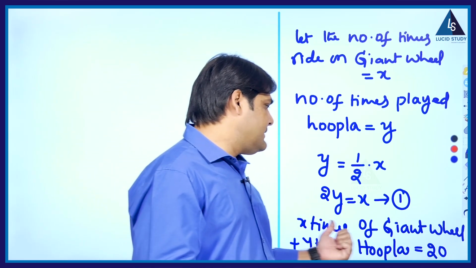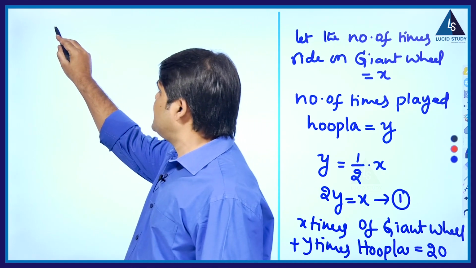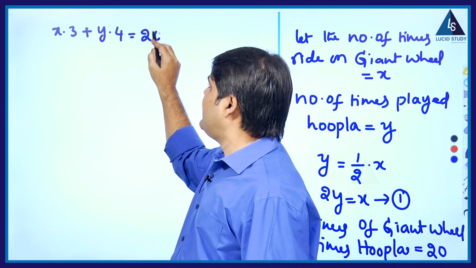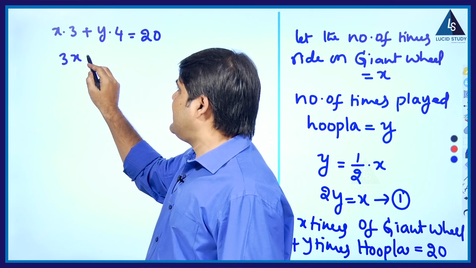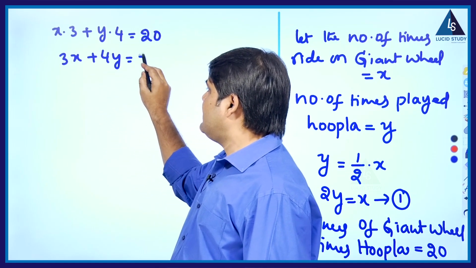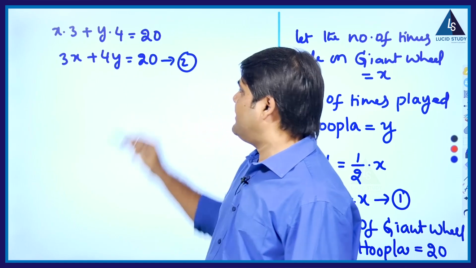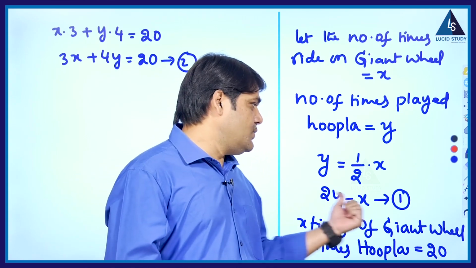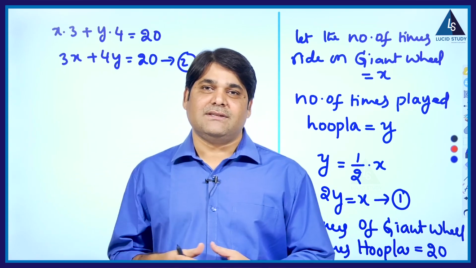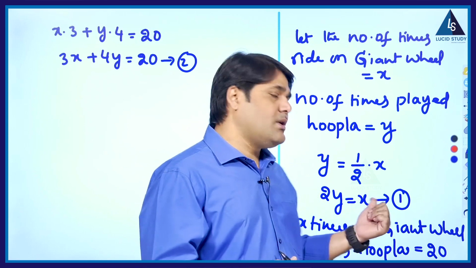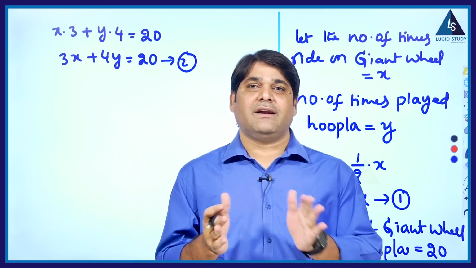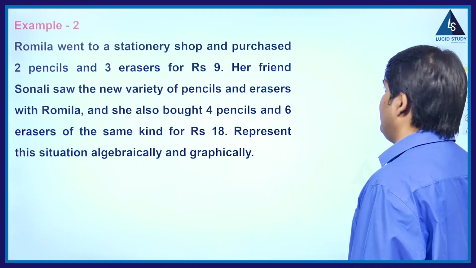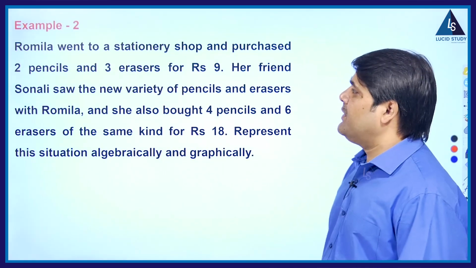Now let's write x into 3. So x into 3 plus y into 4 is equal to 20. If you write this, 3x plus 4y is equal to 20. This is the second equation. Right, children? So we have represented the situations into linear equations. How many conditions do we have? We have 2 conditions. So 2 conditions we converted into our pair of linear equations in 2 variables. Okay, children? Now let's see example number 2.